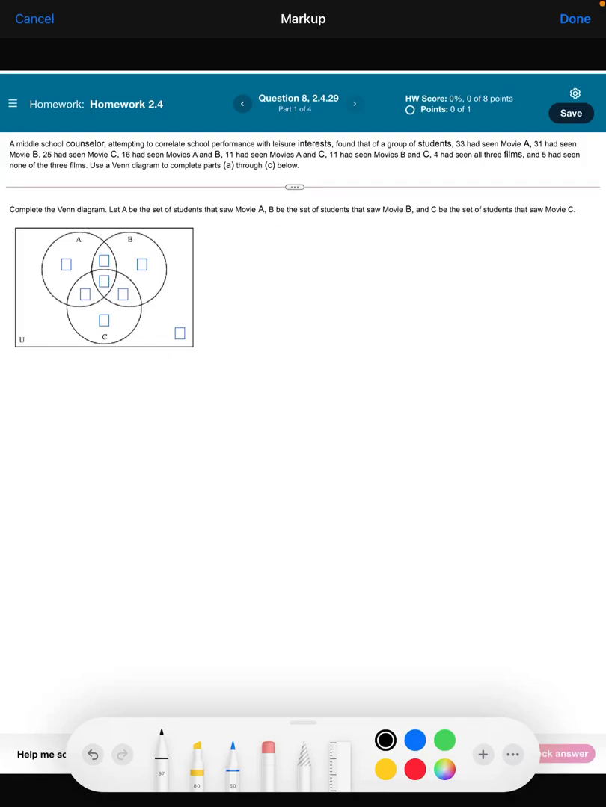Okay, so let's take a look at this problem here. It tells us that a middle school counselor attempting to correlate school performances with leisure interests found that a group of students, 33, had seen movie A. So let's say the cardinal number of A is 33. All right, 33 saw movie A, 31 saw B, so the cardinal number of B is 31.